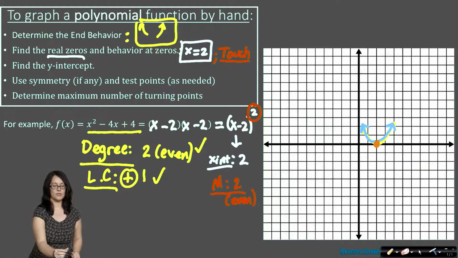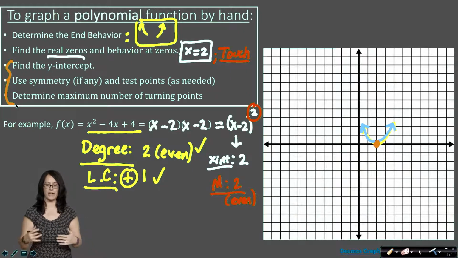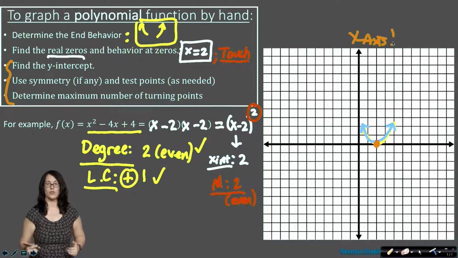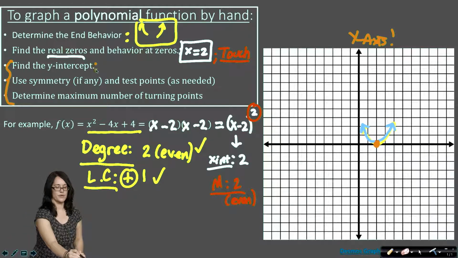The only thing left to do if you really wanted to get a really good, high-quality sketch, not just a very simple sketch, we could find what we call the y-intercept, couldn't we? Because this is our y-axis. So on my test, I typically expect you to go a little further. To find a y-intercept, we simply let x equal 0. So in other words, find f of 0.